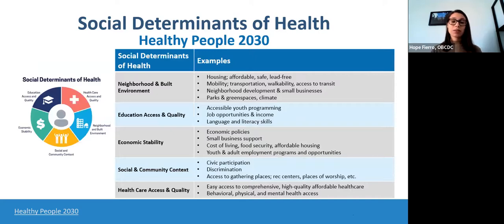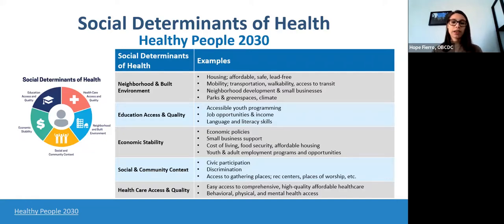So in this next slide, you can see some examples of what these categories actually mean. So a lot of your work, if you work at a CDC, probably goes into neighborhood and built environment, which includes things like affordable and safe housing, transportation, neighborhood development, and small businesses. And then you also have education access and quality, which include things like accessible youth programming and job opportunities. You have economic stability, which are things like economic policy, small business support, food security, employment programs. Social and community contexts, which are things like civic participation, which is like voting in an election, access to gathering places like rec centers or places of worship, really anywhere where you can gather together with your community.